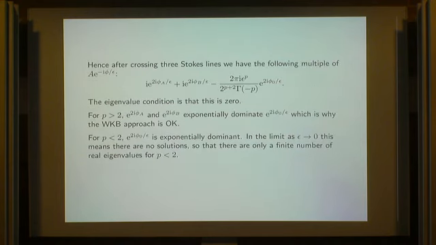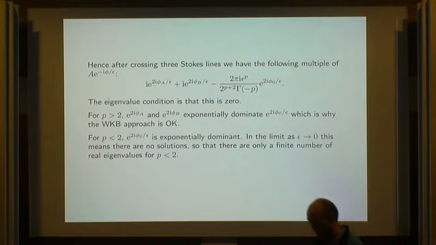Okay, so when you go back, you now cross the first Stokes line, the middle one, and the last one. This is the final multiple that you have of the bad exponential, the one which is going to grow at infinity. And so the condition is that this thing should be 0. That's the eigenvalue condition.